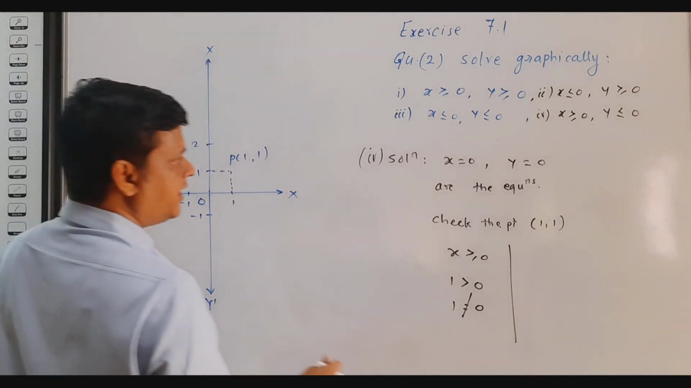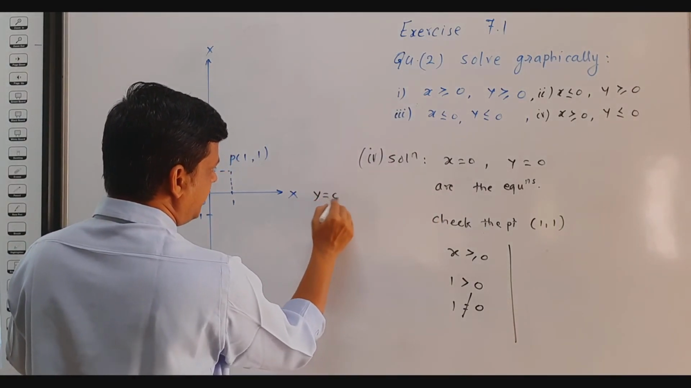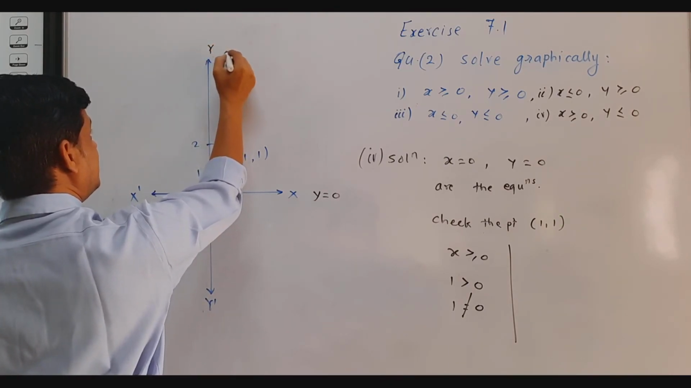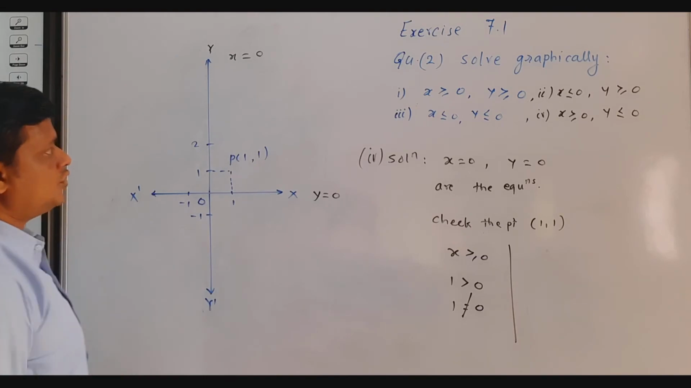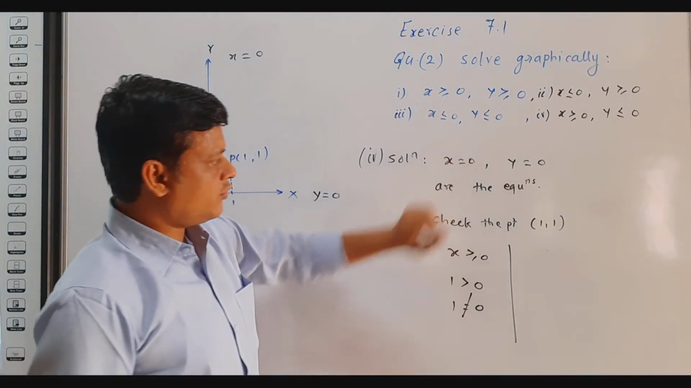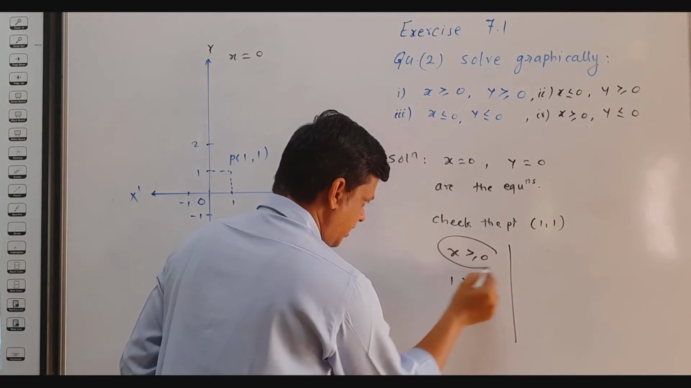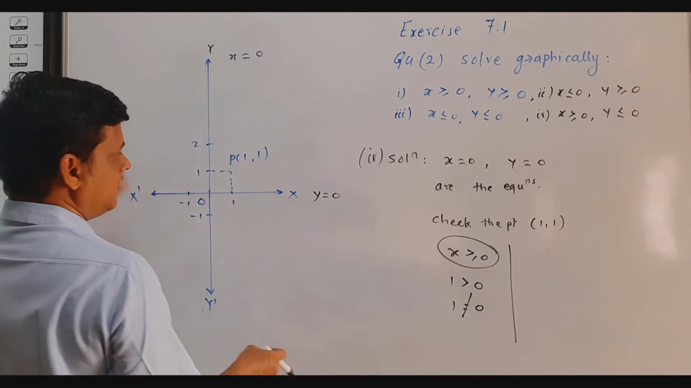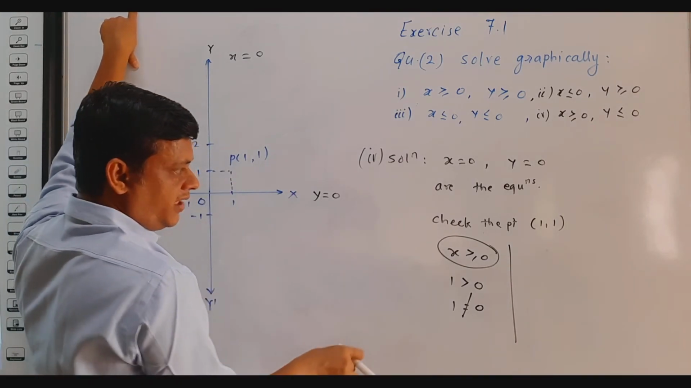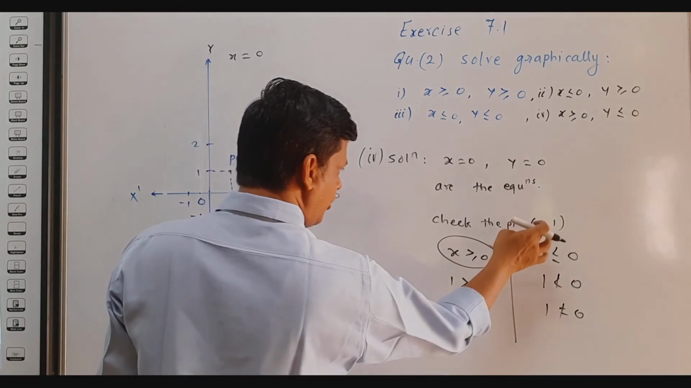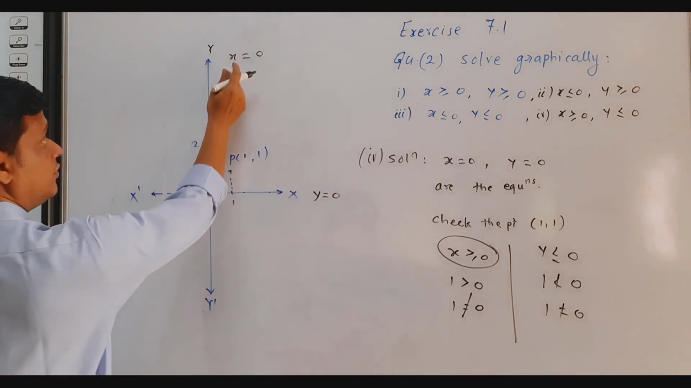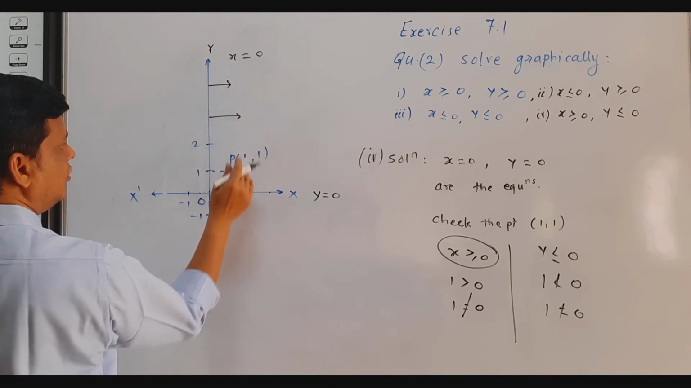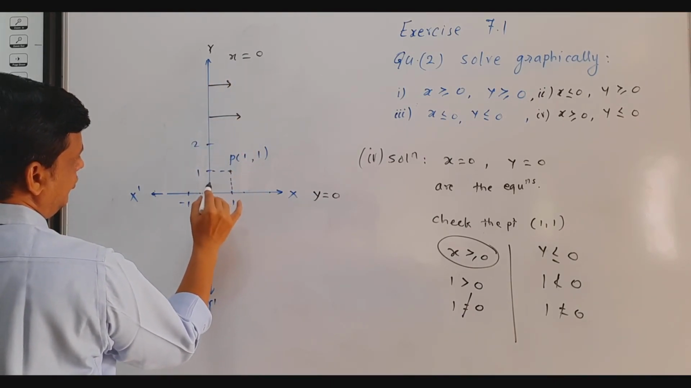So we write here this x-axis has equation y equal to 0. This y-axis has equation x is equal to 0. So we have to check for x equal to 0 and we check this point 1 1 satisfy this inequality x greater or equal to 0. So condition is satisfied. So this inequality holds for this point 1 1. So for x equals to 0, we mark toward this point.